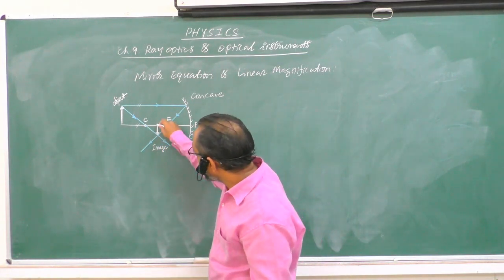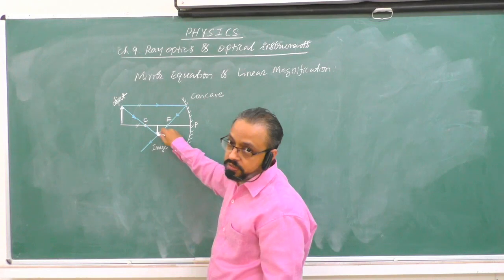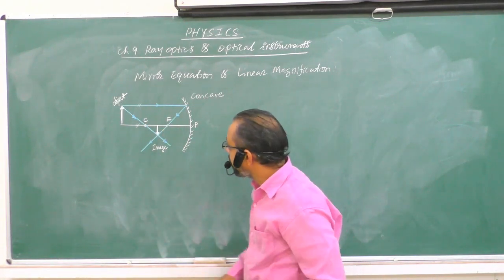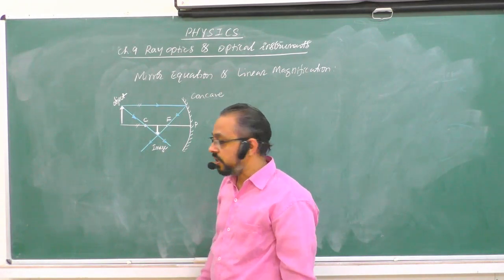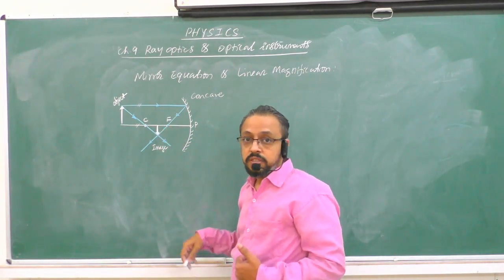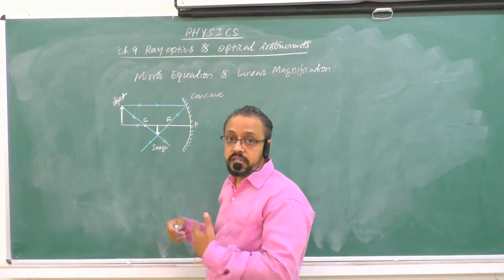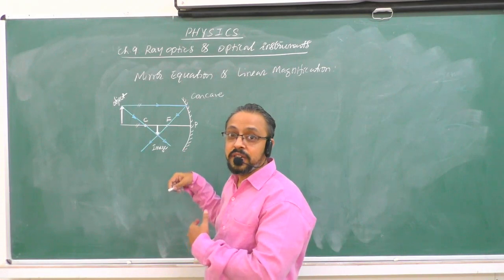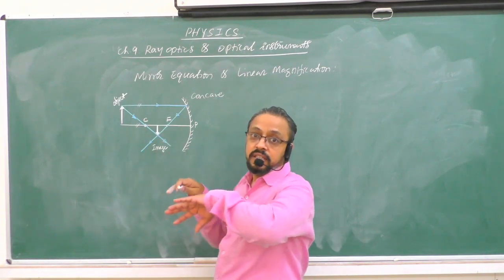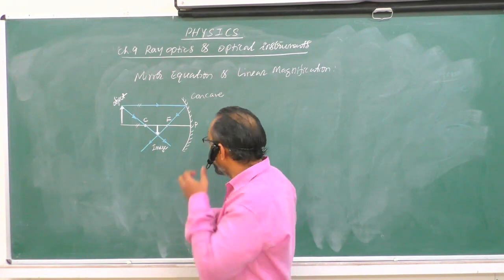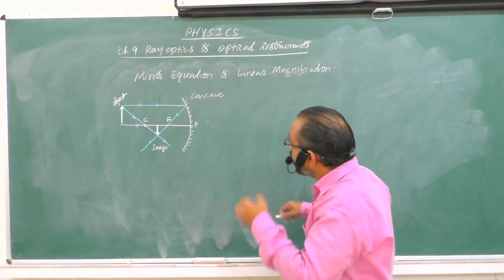So from the principal axis to the point of intersection, that is the position of the image, and you can see in this picture, the image is inverted. It is below the principal axis. So you are seeing the image inverted. The object is erect, but the image is inverted. You are seeing it in the inverted form, upside down.